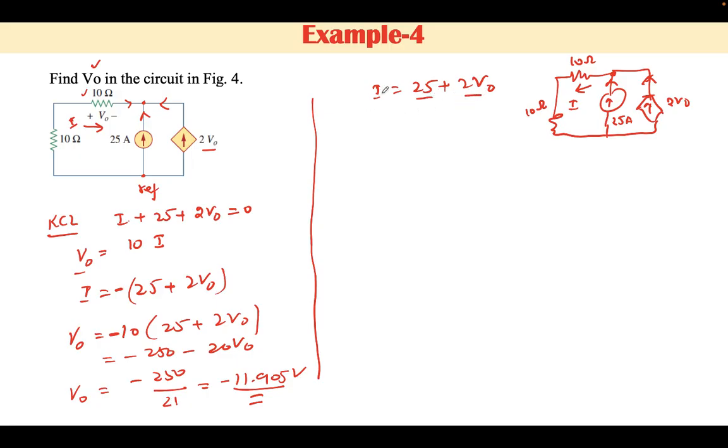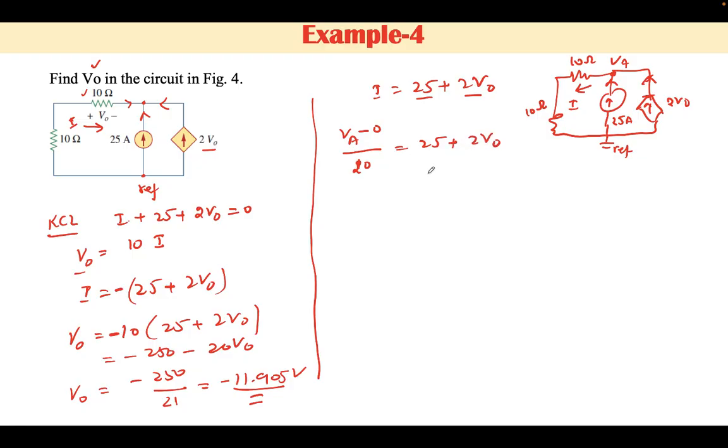Now, to find out I naught, consider this node voltage as VA, and this is the reference. With respect to the reference, I can be defined as VA minus 0 divided by the sum of these two resistances in this path. It will be VA upon 20 is equal to 25 plus 2 V naught.